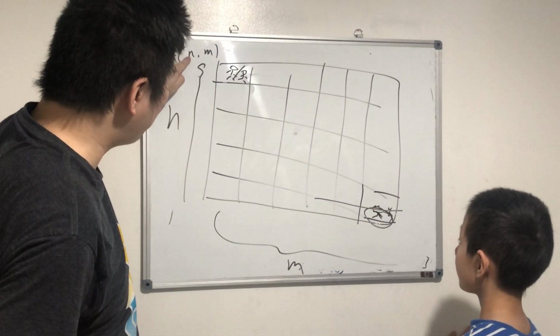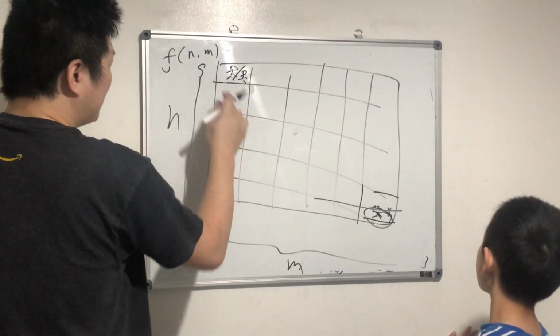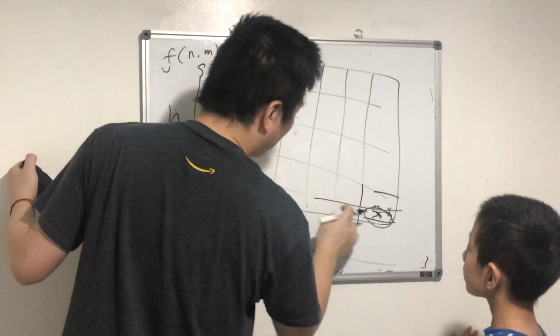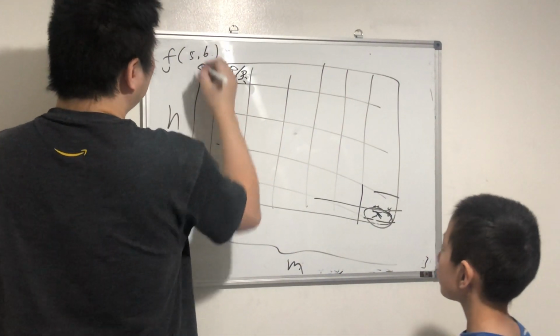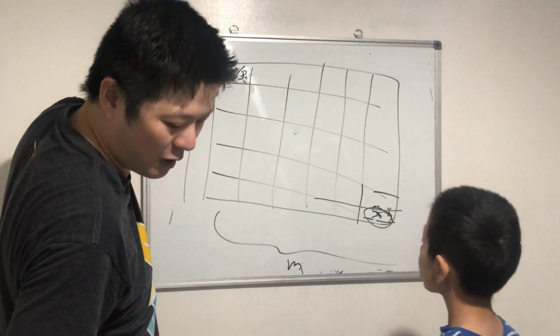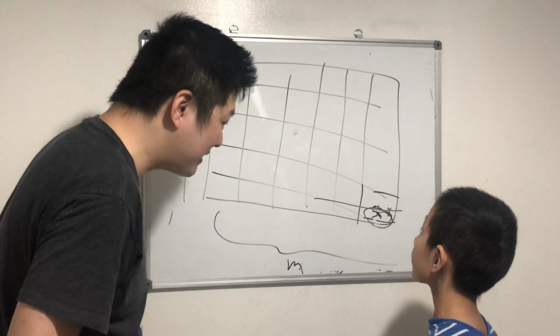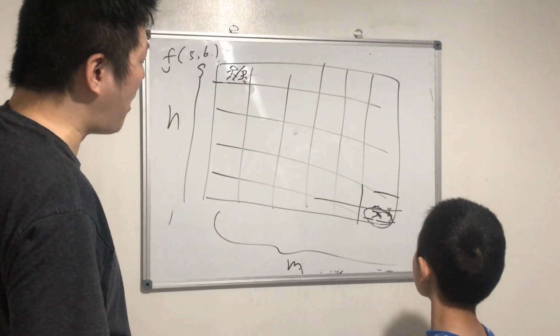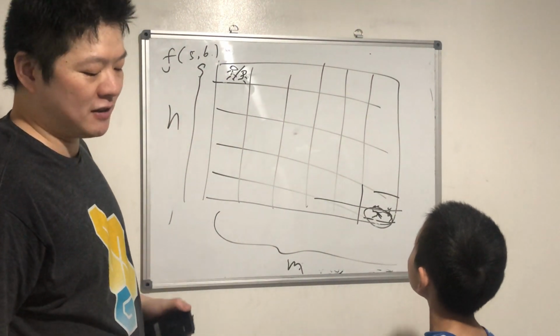F and n. Okay. So look at n is what? 1, 2, 3, 4, 5. And 1, 2, 3, 4, 5, 6. So it's F(5, 6), the number of ways for Eric and Ryan to come from the top left corner to the bottom right corner. Okay? Got it?